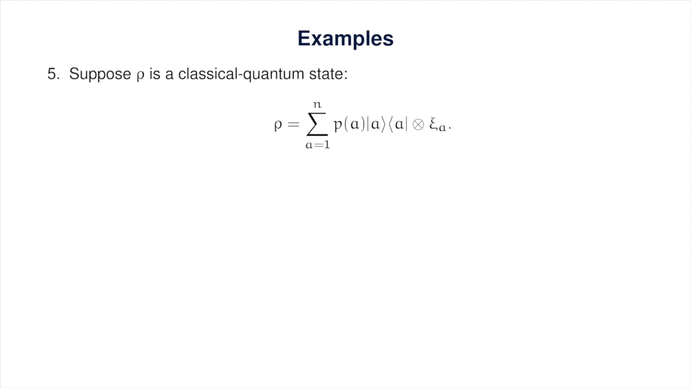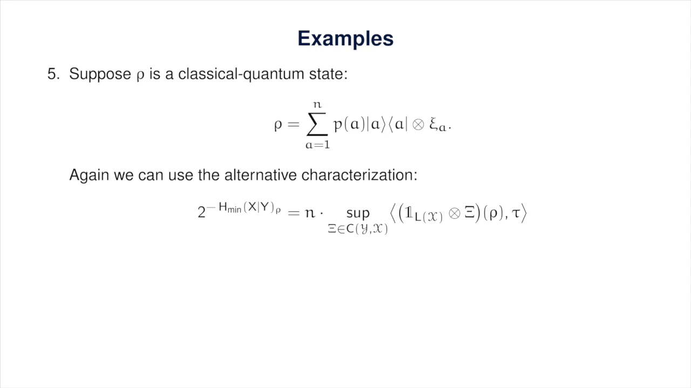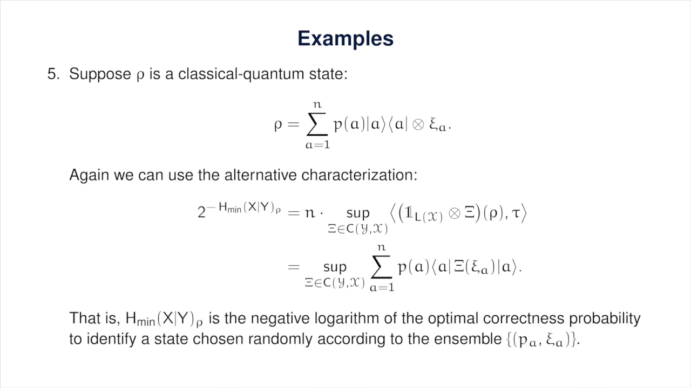Finally, let's consider the situation in which ρ is a classical quantum state, with x being classical and y being quantum. Once again, using our alternative characterization, and this time simplifying using the fact that ρ is classical quantum, we obtain this expression. Nothing changes, by the way, if we restrict the supremum to quantum to classical channels psi, or in other words, channels psi that represent measurements. And so we see that the value is precisely the optimal correctness probability to discriminate a state chosen randomly from the ensemble corresponding to ρ. The min-entropy is then the negative logarithm of this optimal guessing probability.